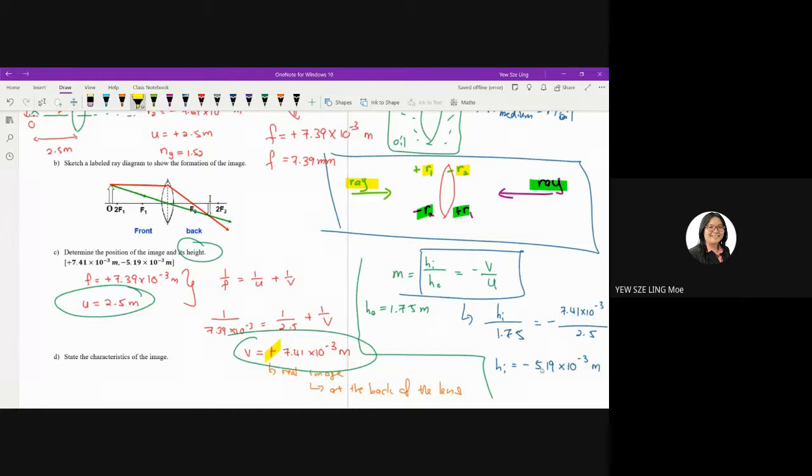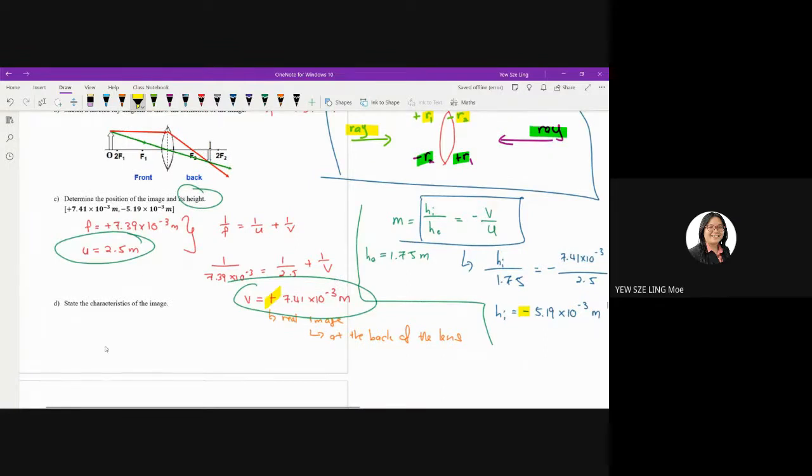So it comes with a negative sign, which tells you that you have an inverted image. Question D asks you to state the characteristics of the image. So how are you going to state it? Remember, use the word LOST. L-O-S-T. L is location: where is my image? Image is at the back of the lens. How do I know it is at the back? By looking at v. v is positive, which tells me that I have a real image, and a real image is located at the back of the lens.